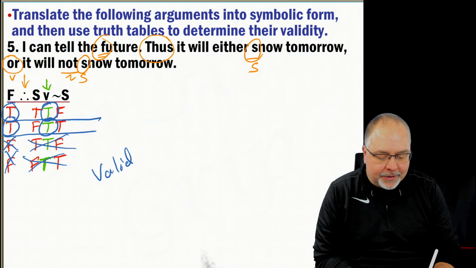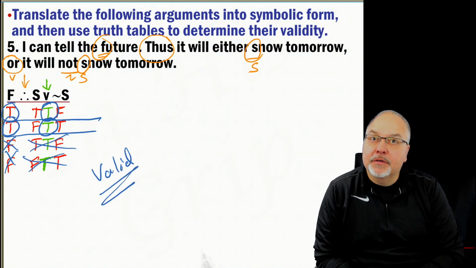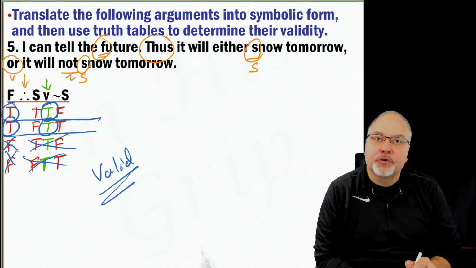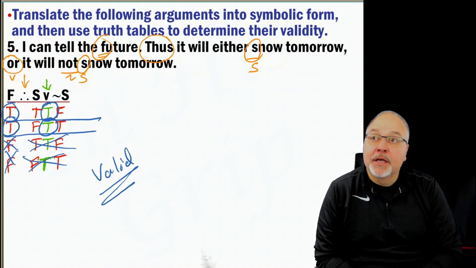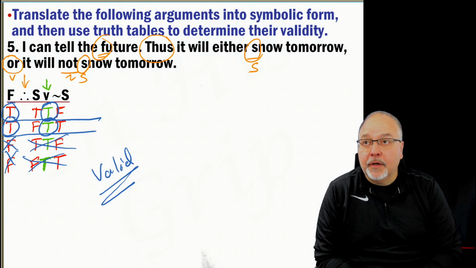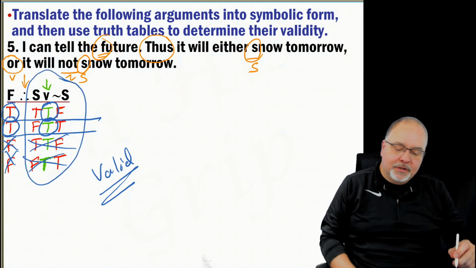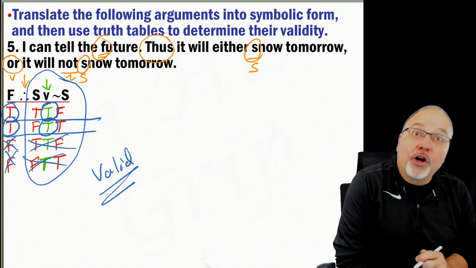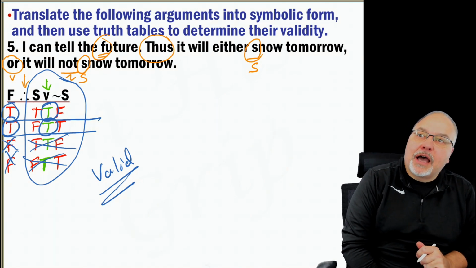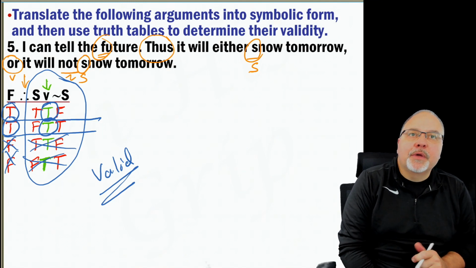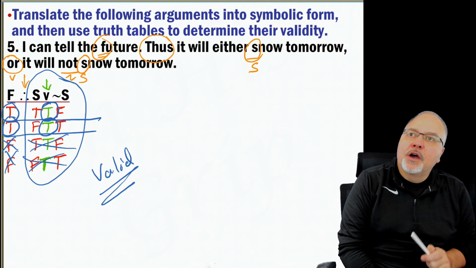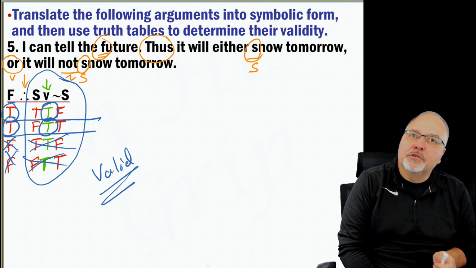valid. Why is it valid, though? It is valid because there are no lines where the premises are true and the conclusion is false. Okay? All the lines. Okay? This one also happens to be the argument... You'll recognize that S or not S is a tautology. Okay, right? Because all the truth values for S or not S are true. But this argument is valid because on none of the lines is the premise true and the conclusion false. All right?